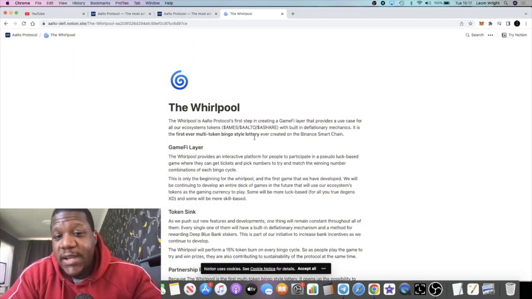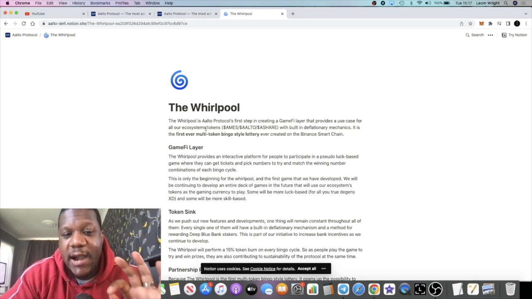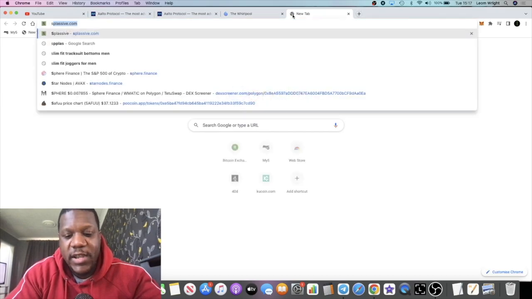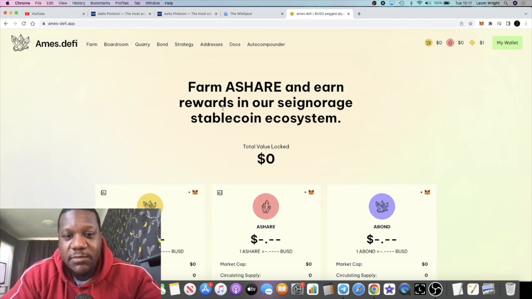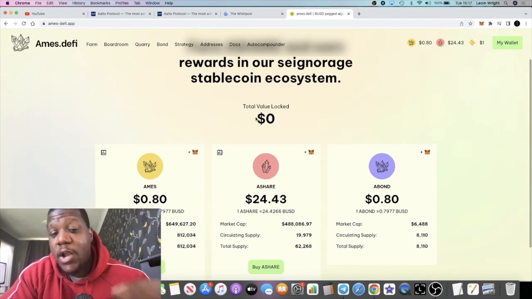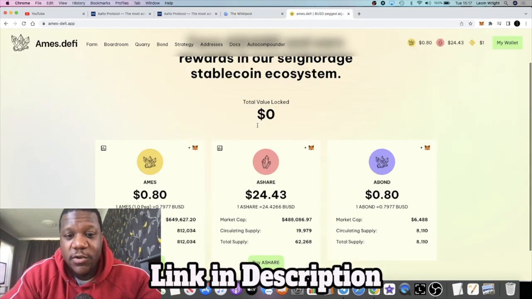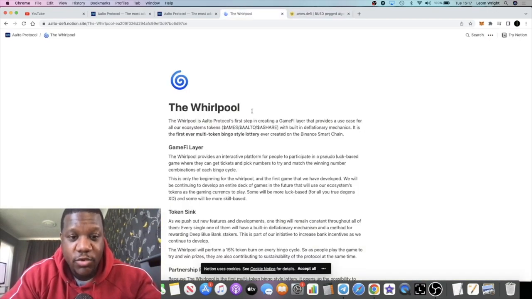So the Whirlpool is the first step in creating a GameFi layer that provides a use case for all our ecosystems, it says. In the ecosystem, we have Ames, Aalto, and A-Share. For those of you that are familiar with the project, Ames and A-Share are part of the Ames DeFi platform. If you don't know what that is, let's just quickly get that out. For those of you that are new to Aalto, this is Ames.DeFi. This is the other project that they own, or the first project that they created. Aalto is the second. Obviously, this is an ecosystem, so these projects work together to make them all sustainable and all successful.